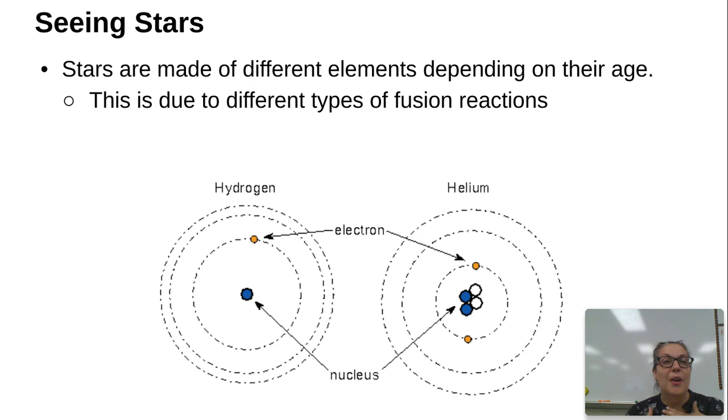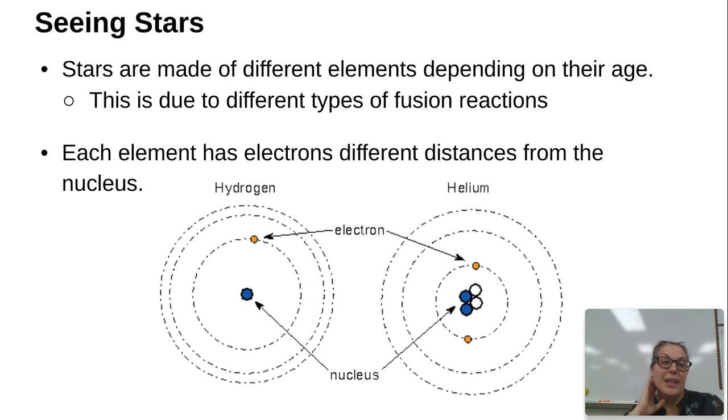Fun fact, all the elements up to iron that exist in the universe were made through nuclear fusion. We'll talk about what happens heavier than iron in our next unit.